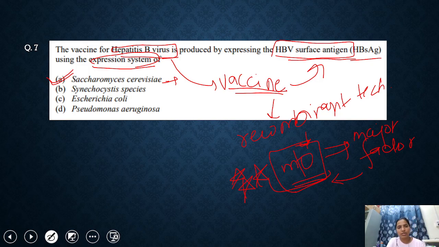So for this hepatitis B vaccine, we usually use Saccharomyces cerevisiae. Even other microorganisms can be used, but we need one very close to humans, because when we use the vaccine for humans, we do not want some genes of the microorganism to come over, or any interference. So all the things need to be taken care of. So for this question, the answer is A.